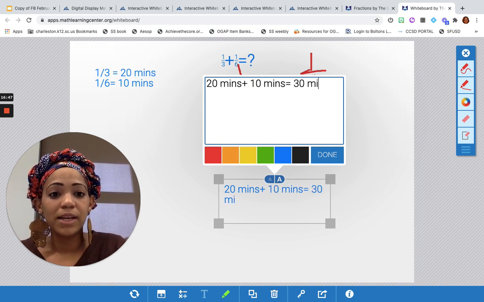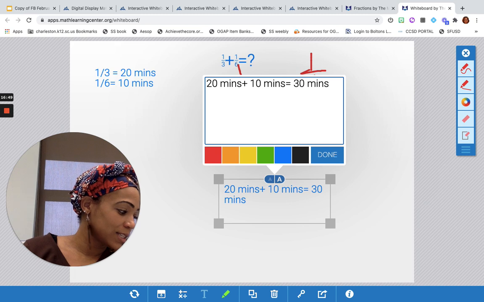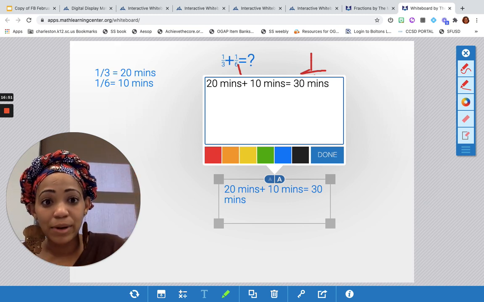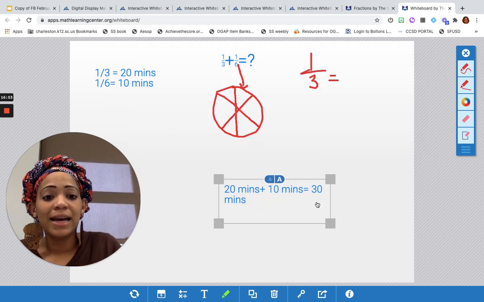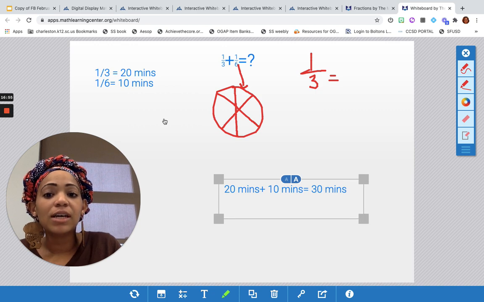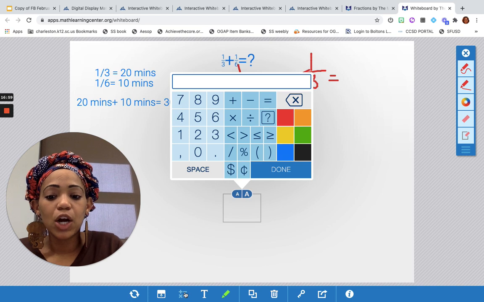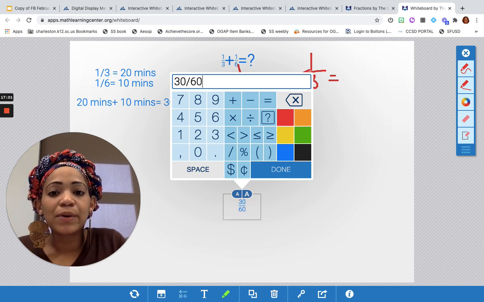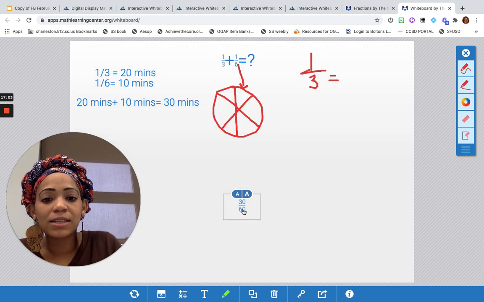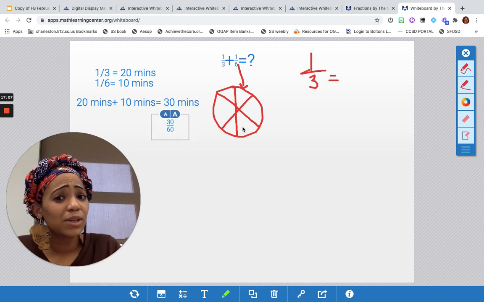Right, 30 minutes. And we know 30 minutes is half of an hour. I want to write my 30 minutes as a fraction. How many minutes are total in an hour? There are 60 minutes in an hour, so 30/60ths would be my fraction, because I've only gone 30 minutes of them.